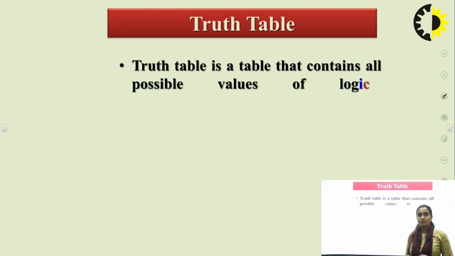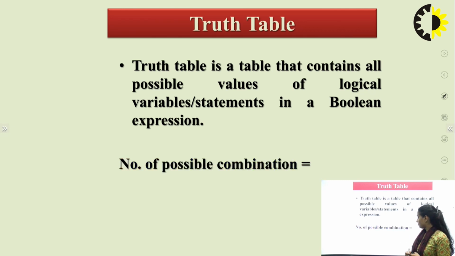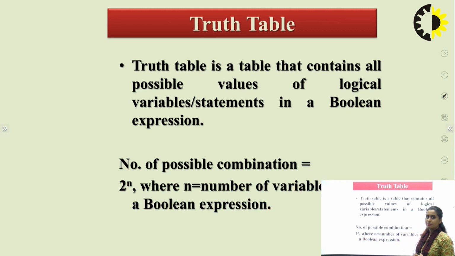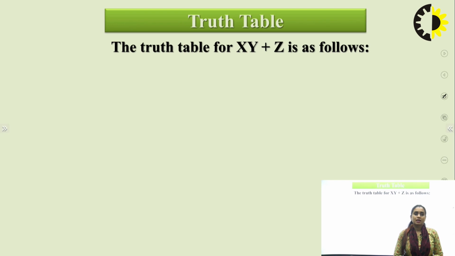What is a truth table? A truth table is a table that contains all the possible values of logical statements. The number of possible combinations is given by 2 to the power n, where n is the number of variables used in a Boolean expression. Now let us practice making some truth tables. Like if I want to make a truth table for x into y plus z, how do I make it?